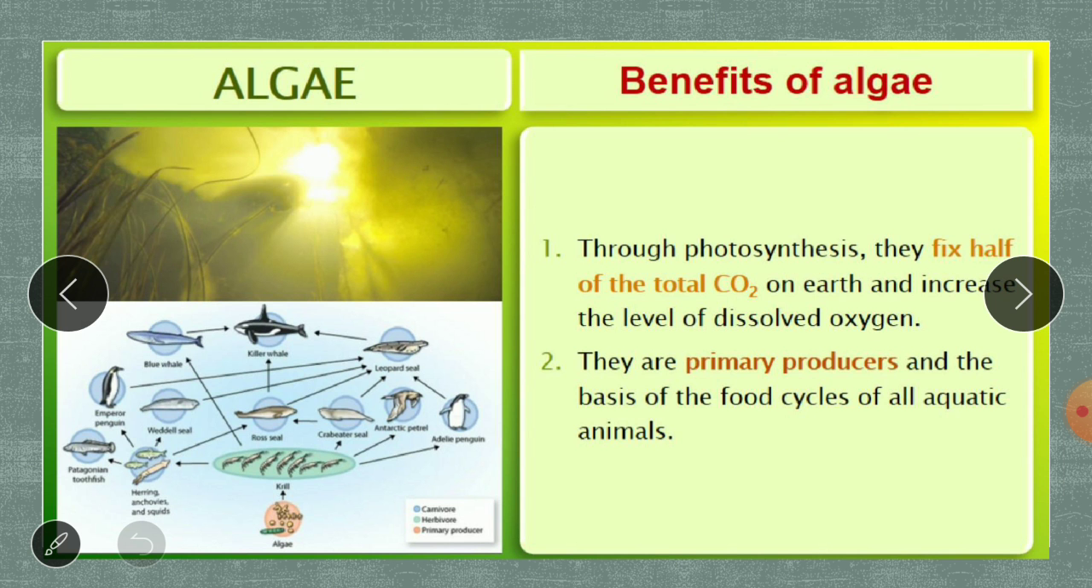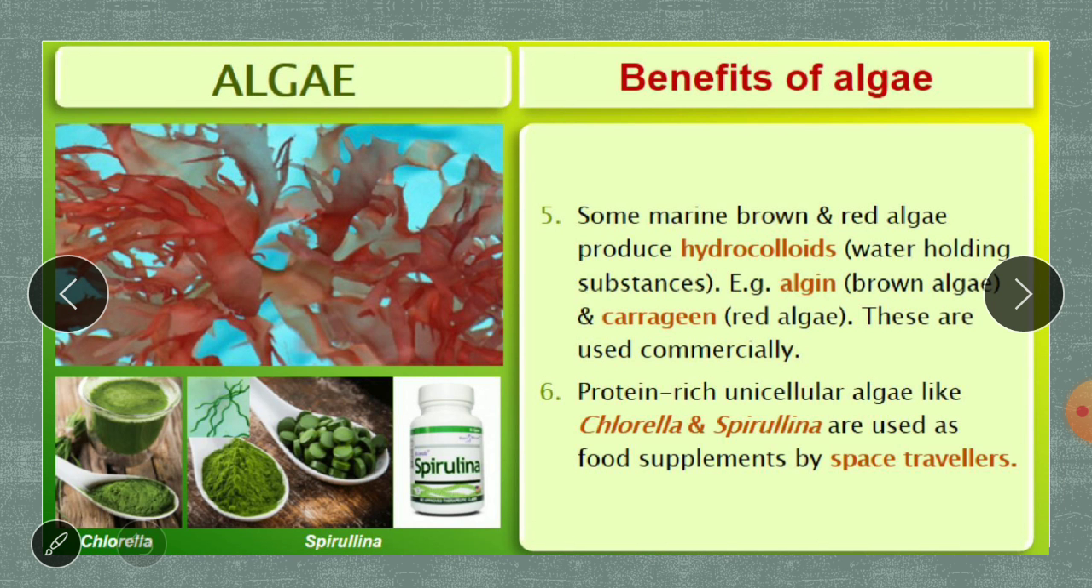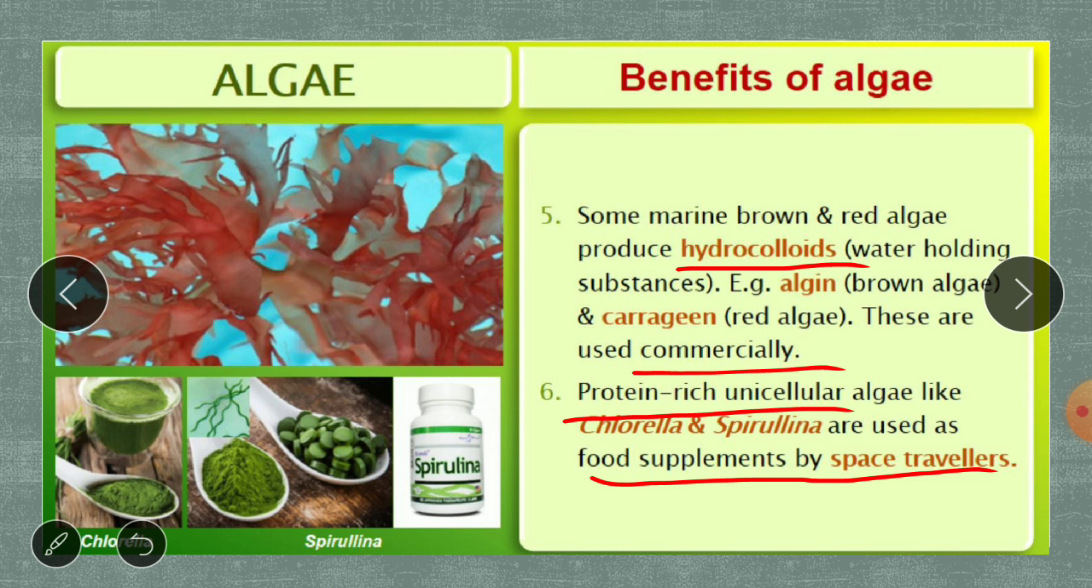They have commercial benefits. First of all, they fix carbon dioxide, hence increasing oxygen in water. They are the primary producers, so they maintain the food cycles. They are used as food by humans. Agar is used to grow microbes and in ice creams and jellies. They are also used commercially as hydrocolloids, and as a food supplement by space travelers because they are rich in protein.